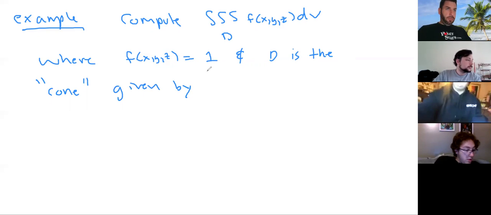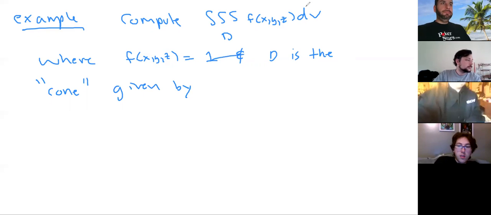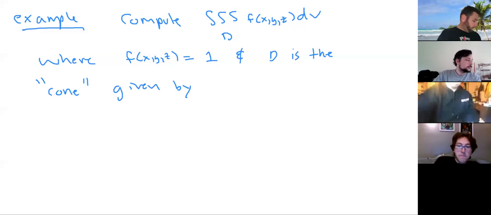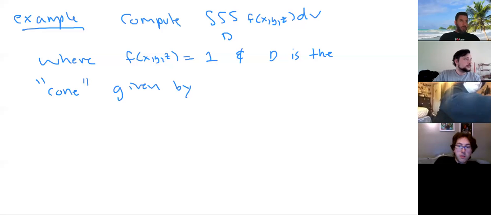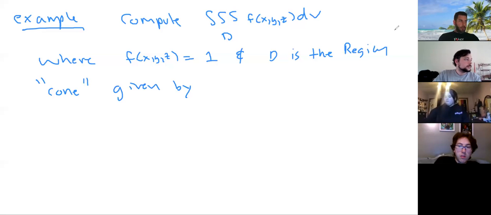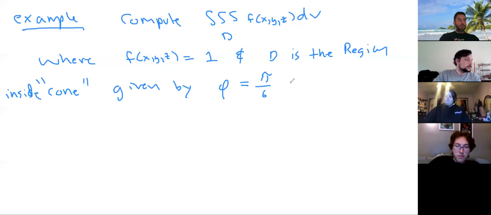Let me state this a little more carefully. D is the region inside the cone given by phi equals, we need an angle here, let's say pi over 6, and the sphere.